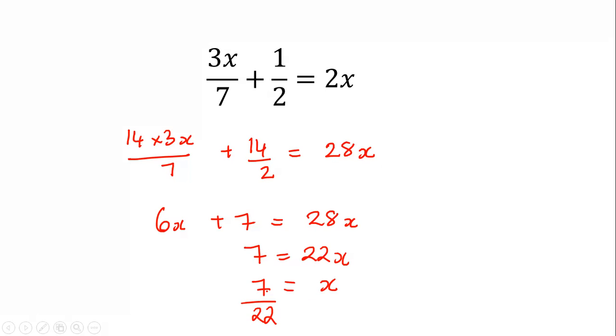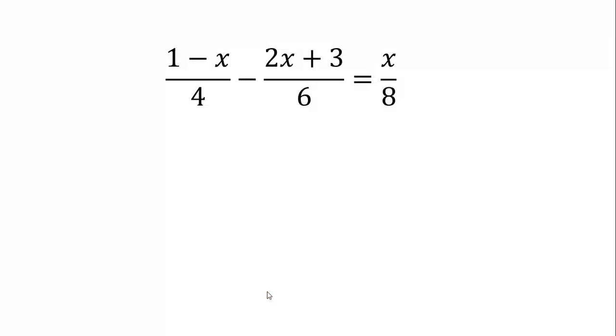Now this next one is going to look a lot more complicated, but the idea is exactly the same. As I said, this is a subtraction that makes it a lot harder. So I've got 4, 6, and 8. So I want to multiply by a number that's going to make life easier for all of these. So the lowest common multiple of 4, 6, and 8 is 24. So I'm going to multiply everything by 24.